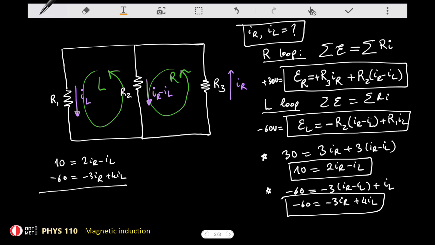Right, so we have two equations with two unknowns. How do I solve these usually? I just multiply these equations with some numbers and add them up so that I can cancel some of these unknowns. To eliminate IL from these equations, I multiply the first equation by 4, the second equation by 1, and add them up. On the left hand side, I get 40 minus 60, which is minus 20. On the right hand side, I get 8 minus 3, which is 5 IR. So from this, we get IR equal to minus 4 amperes.